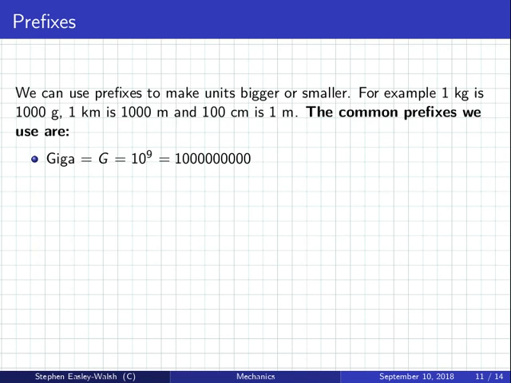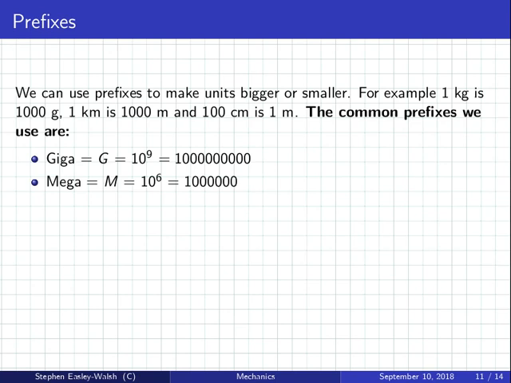What is the next one after giga? Smaller than giga. If you think about your hard drive and your computer, you might figure it out. Mega. How many zeros? Not 8, less. 6. And what's the English word for this number? 6 zeros. Million. Good.